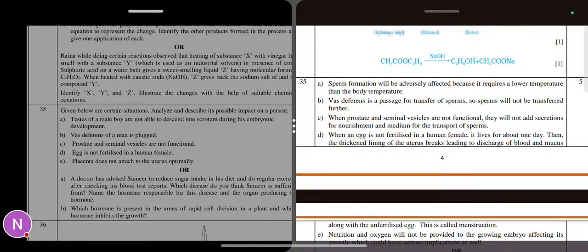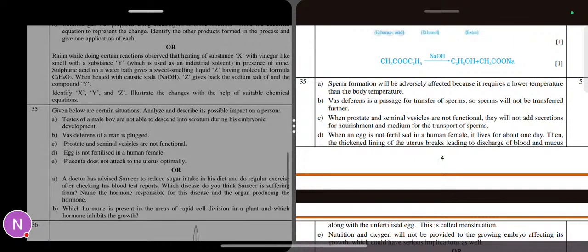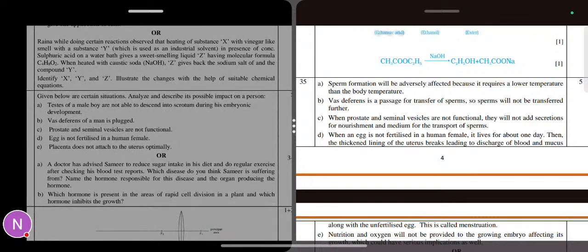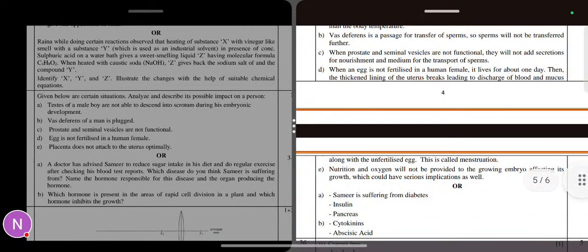And D. Egg is not fertilized in a human female. So when an egg is not fertilized in a human female, it lives for about 1 day. Then the thickened lining of the uterus breaks, leading to discharge of blood and mucus along with the unfertilized egg. This is called menstruation. Option A. Placenta does not attach to the uterus optimally. So nutrition and oxygen will not be provided to the growing embryo, affecting its growth, which could have serious implications as well.